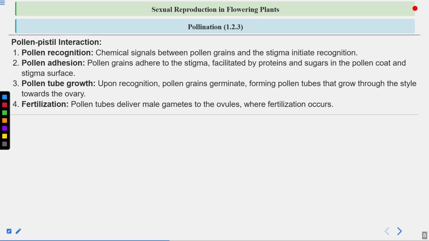After that, the pollen tube delivers male gametes to the ovule. The pollen tube has the male gametes in it, and they are delivered inside the ovule, helping in the process of fertilization. Why are they doing so? So that fertilization could take place, because the male gamete is present in the pollen tube, right?